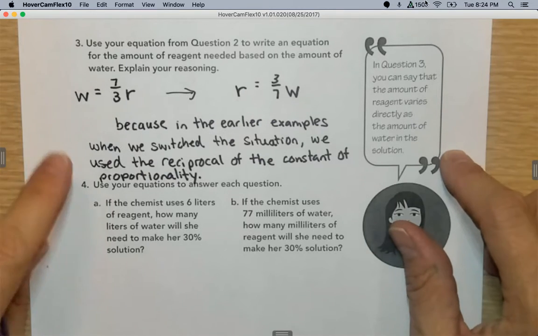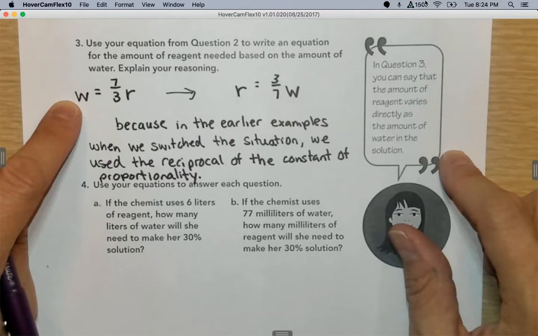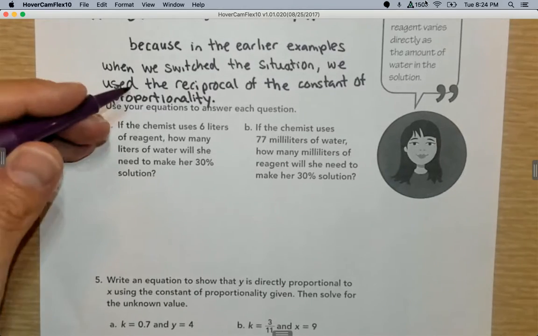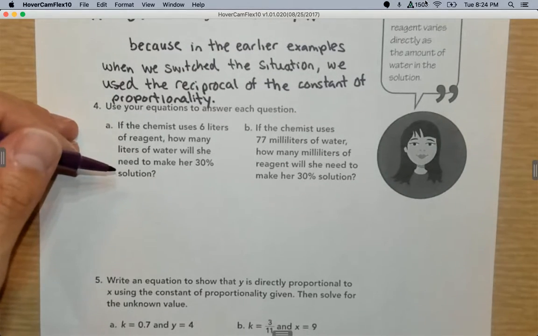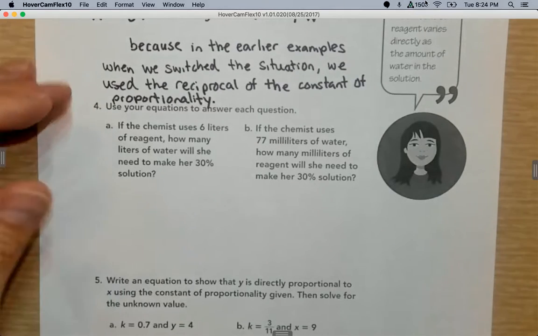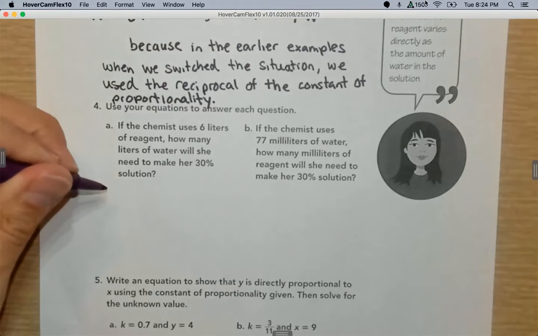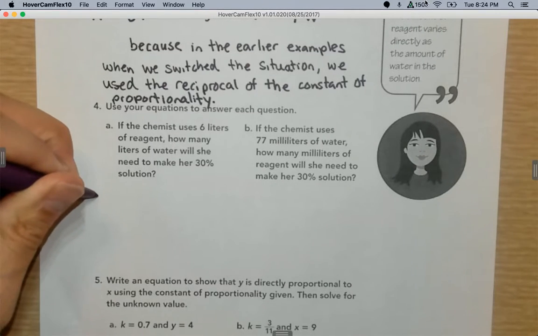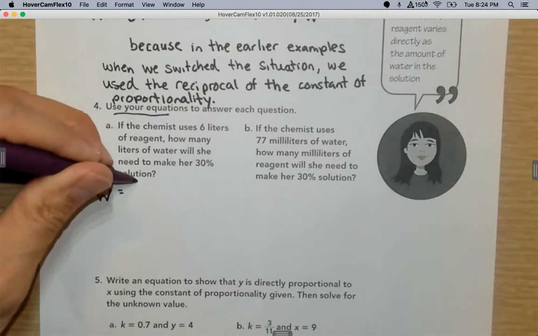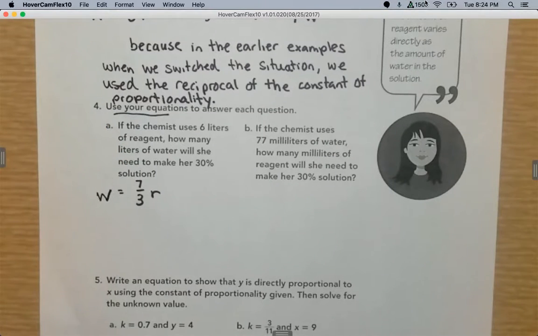In question 2, you could say that water varies directly as the amount of reagent in the solution, and flip them. Okay. Use your equations to answer each question. If the chemist uses 6 liters of reagent, how many liters of water will she need to make her 30% solution? So the equation I have is going to be 7/3 times R. I write the equation down in my first step.